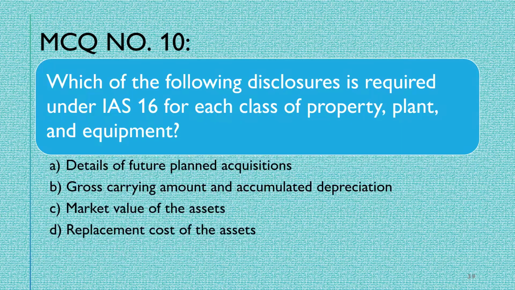Question number 10. Which of the following disclosures is required under IAS 16 for each class of property, plant, and equipment? A. Details of future planned acquisitions. B. Gross carrying amount and accumulated depreciation. C. Market value of the assets. D. Replacement cost of the assets. And the correct answer is option B. Gross carrying amount and accumulated depreciation.